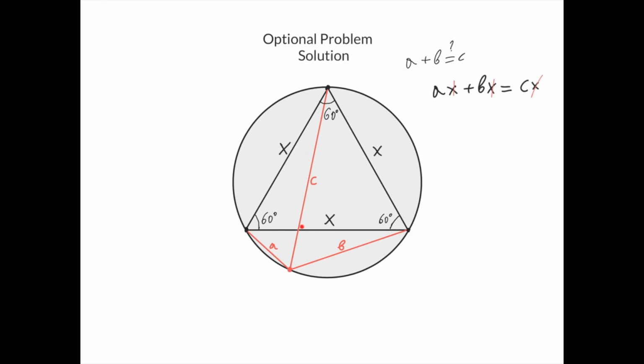Let the side of the equilateral triangle be equal to x. Then we can apply Ptolemy's theorem for this cyclic quadrilateral, and then we get a times x plus b times x equals c times x, as written here. And now we can cancel out the three x's, and we get a plus b equals c as desired.